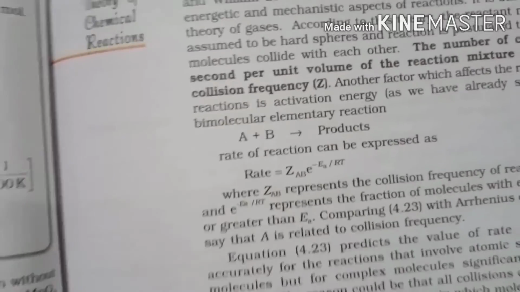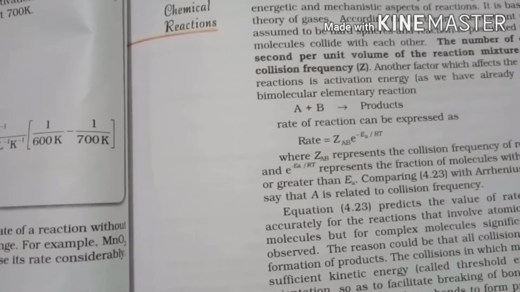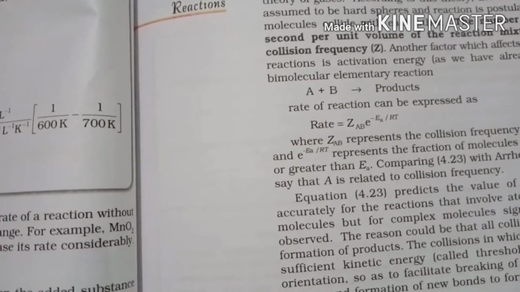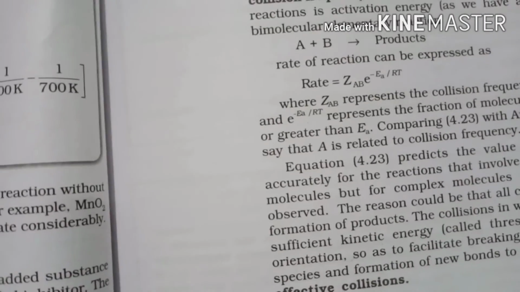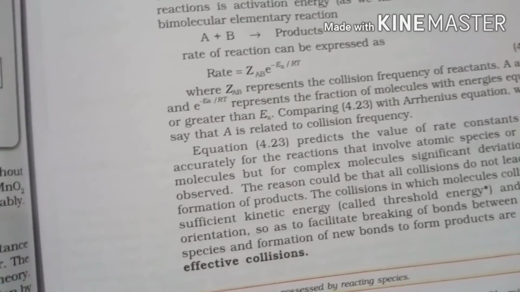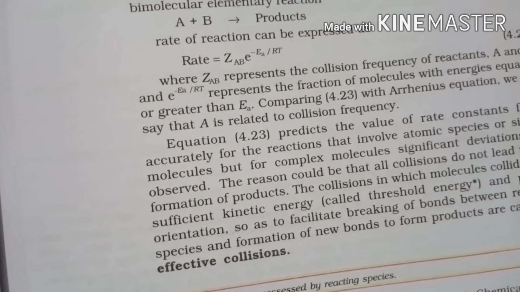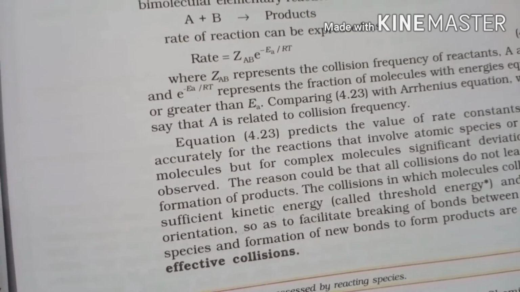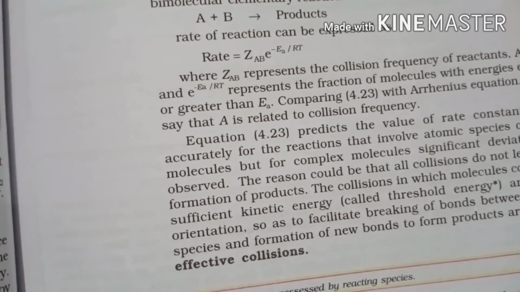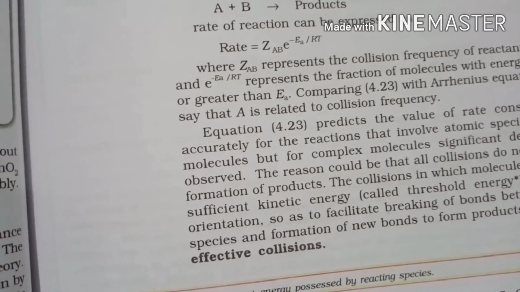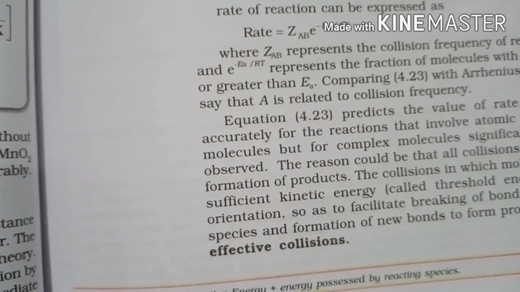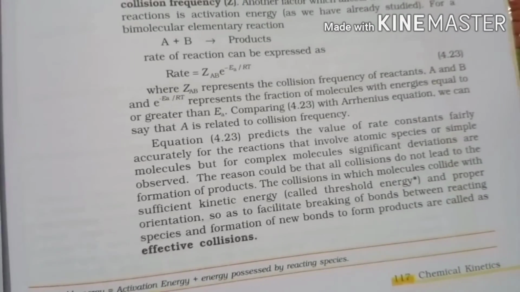Next part, we'll discuss effective collisions. All collisions do not lead to the formation of the product. The collisions in which molecules collide with sufficient kinetic energy, that is what we call the threshold energy, and proper orientation, so as to facilitate breaking of bonds between the reacting species and formation of new bonds to form the products, are called effective collisions. So this is what effective collision is.